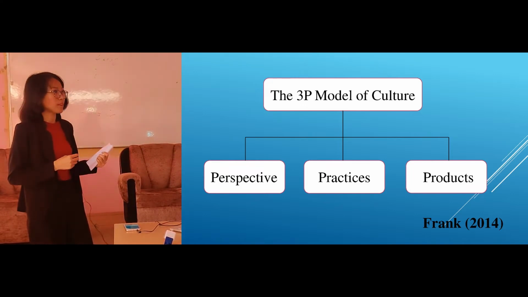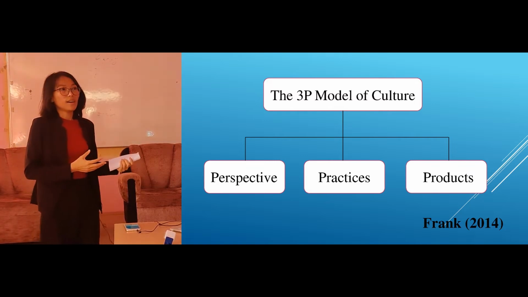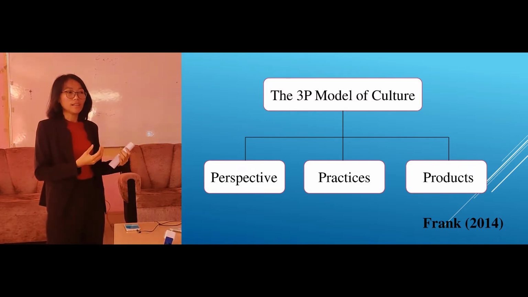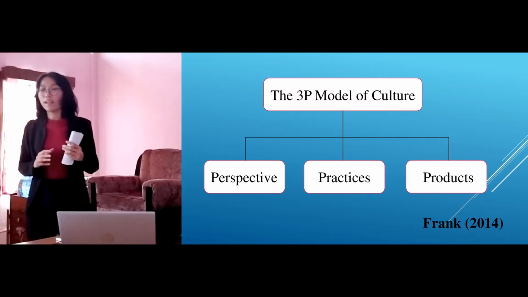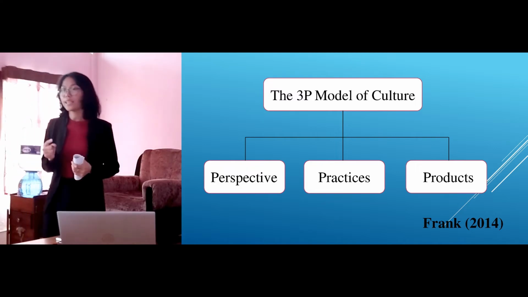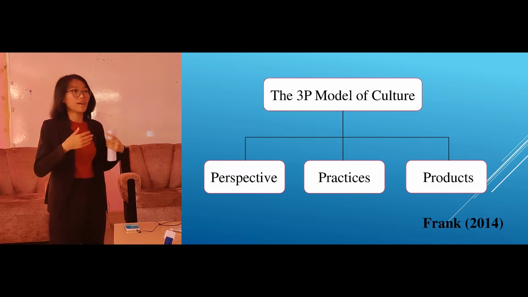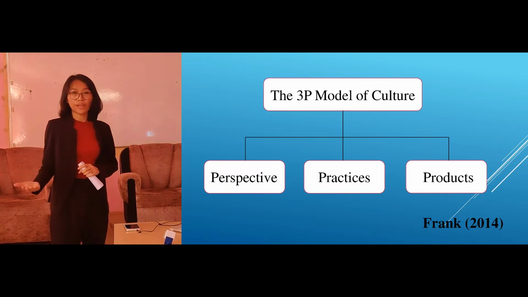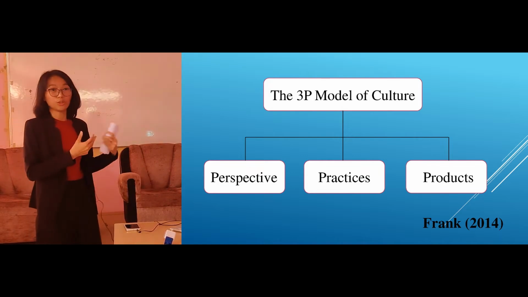For example, formal behavior like wedding ceremony traditions, and informal behavior like how people dress or how people eat on a day-to-day basis. And the final one is products. There are a lot of cultural products in each and every society. Food is the first cultural product when we encounter another culture. For example, when we talk about Korea, firstly we think of kimchi or soju. When we talk about Japanese culture, firstly we think of sushi.